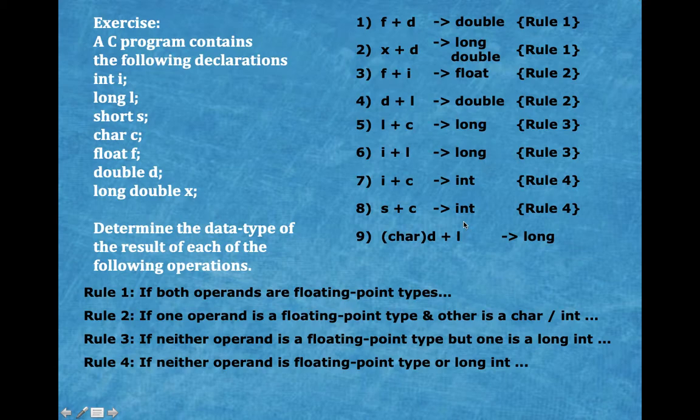Now look at expression number 10. Pause the video and think what the answer will be. So what is the answer? If it would have been only s plus c, then the answer would have been int, because rule number 4 would have been applicable. But now we have typecasted s to data type double. So this has now become double plus character. And if it is double plus character, rule number 2 will be applicable, and now it is double.